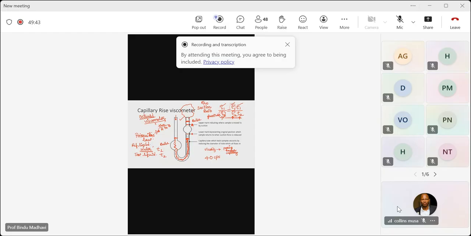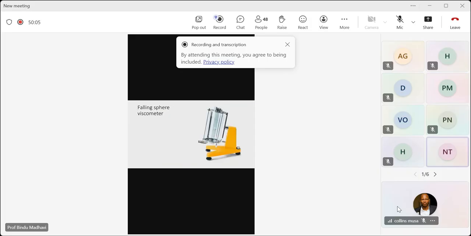Understood, Prof. Any other questions? Okay. Can we move on with the next one? Yes. The next one is the Pauling sphere viscometer.